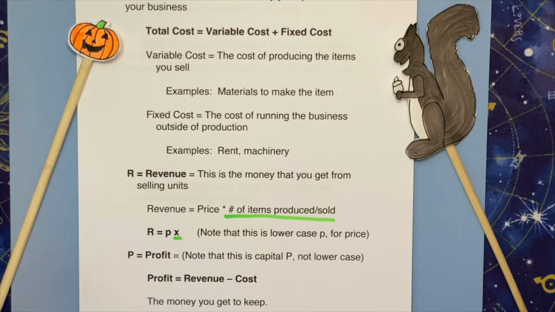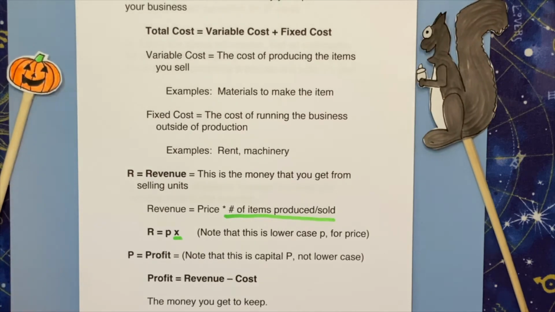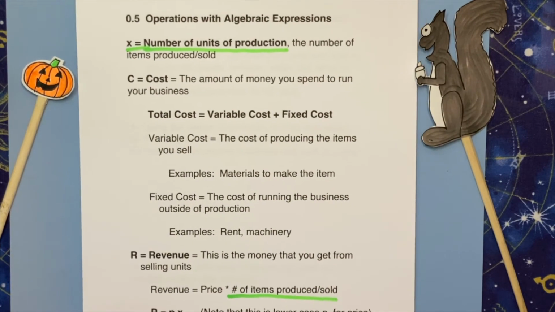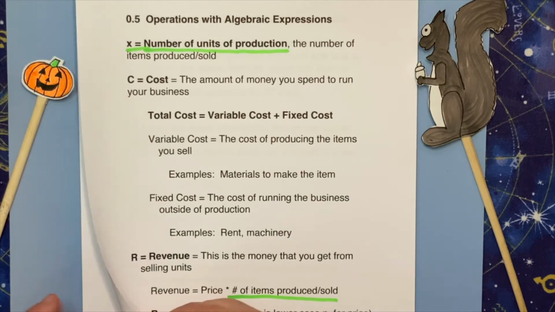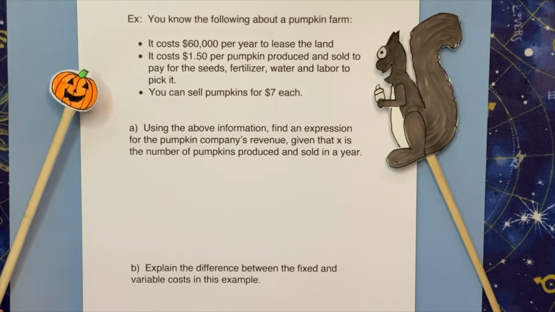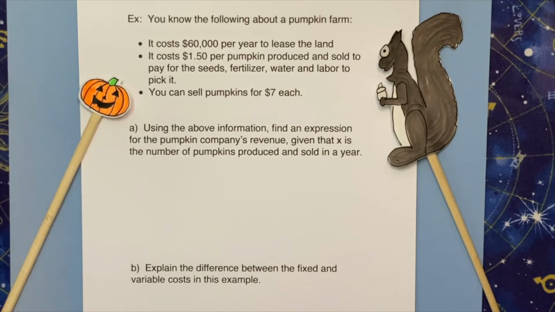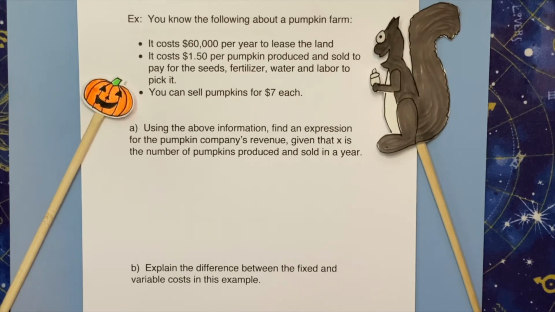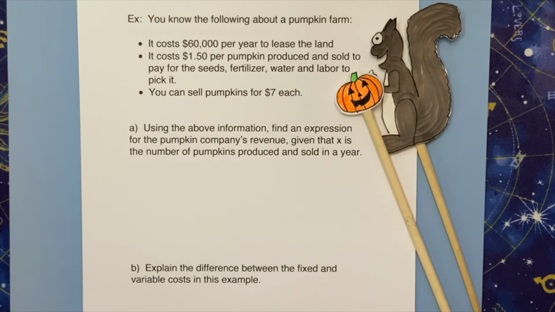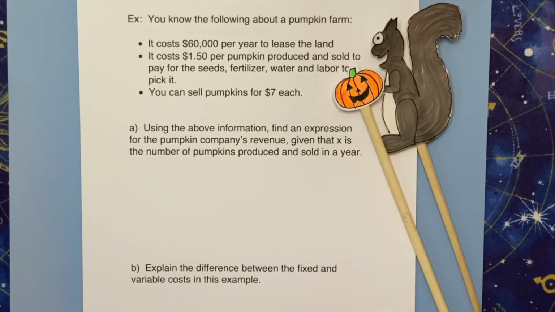Okay, so I've got a squirrel and a pumpkin here to help us because we've got an example to run through. Yay, examples! Now, first off, I'm going to say I did no research. I just made this up. So all these numbers are made up to make it easier for us to do a tangible example. So we're going to be running a pumpkin farm. So our friend the squirrel is now growing pumpkins. Yay! Pumpkin farmer squirrel.